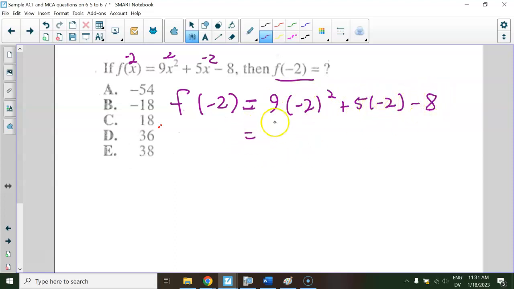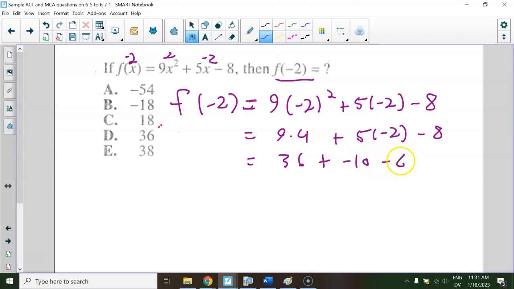Now we just have to do all this math and follow PEMDAS. So do the exponent first. Negative 2 squared. Sorry for the poor handwriting. And then multiply next. So this is 36. 5 times negative 2 is negative 10. Then just add all these up. So this should be positive 26 minus 8, which should be 18, I believe, is our right answer.